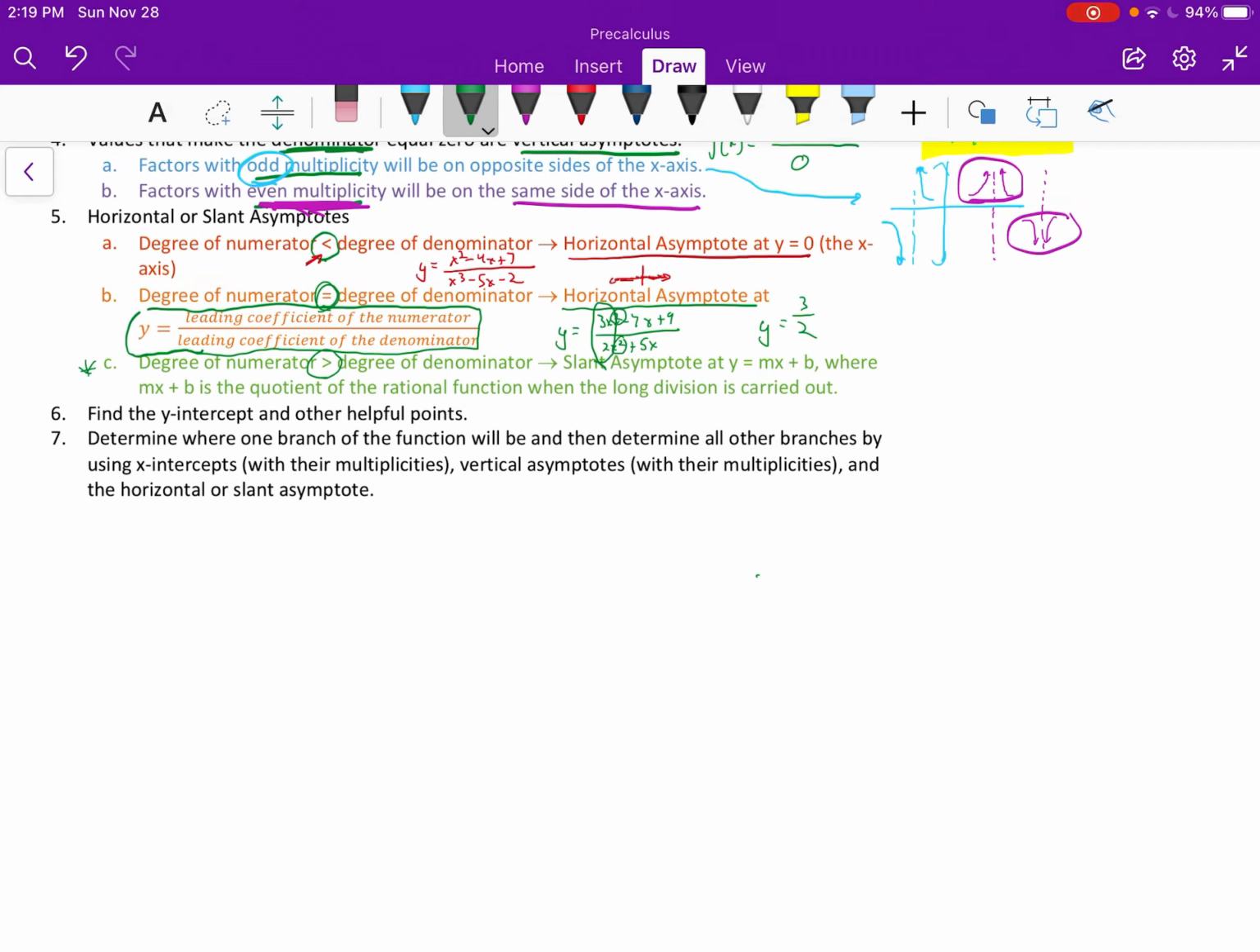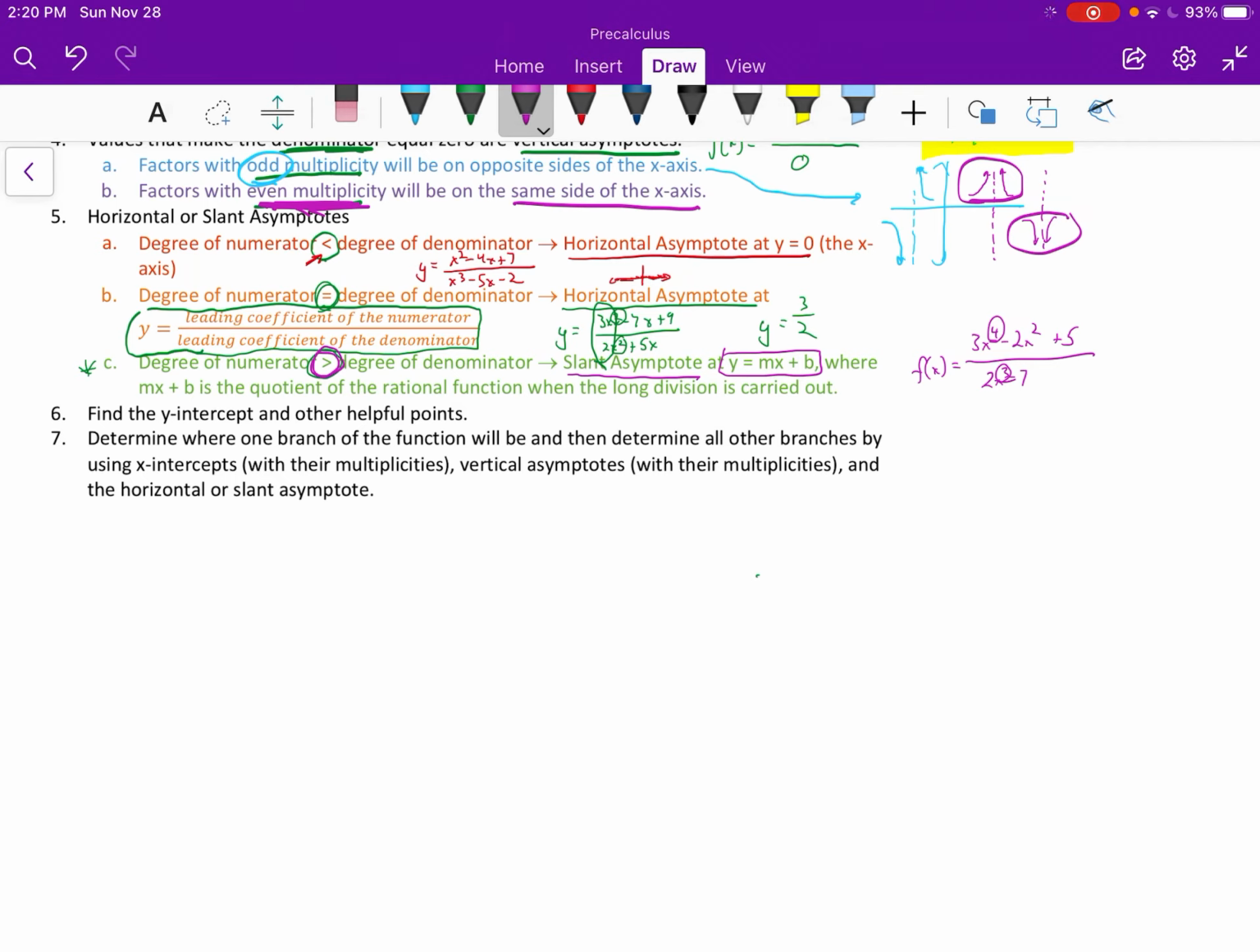And then the last situation here is if the degree of the numerator is greater than the degree of the denominator. And for our purposes right now, it's only going to be 1 greater. So we're going to be looking at things like f of x, and we want this to be 1 greater. So maybe 3x to the 4th minus 2x squared plus 5 over 2x cubed minus 7. And so we see this as 1 greater. Therefore, we will have a slant asymptote. Slant means it's not horizontal or vertical, at y equals mx plus b. So it's going to be a line.